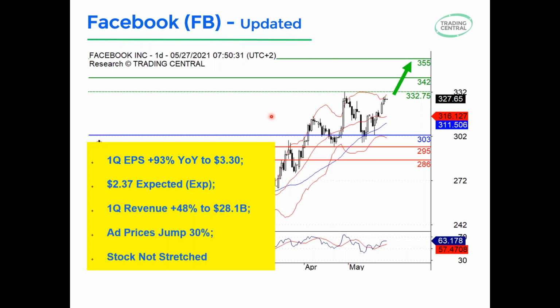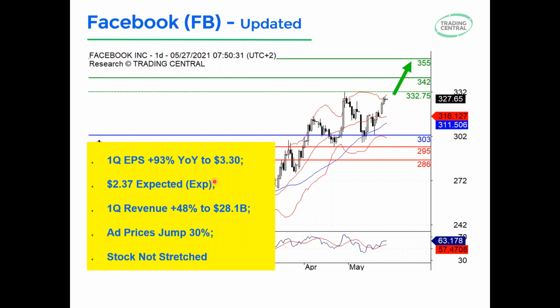First quarter, wow, earnings per share jumped nearly double year on year. And it also exceeded expectations. Revenue is up nearly 50%. Thanks to the advertisement price increase, all these good earnings came true.